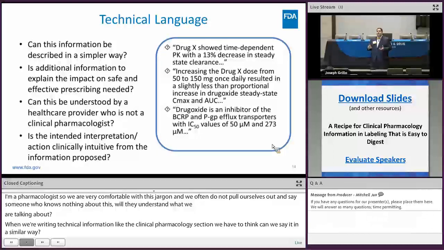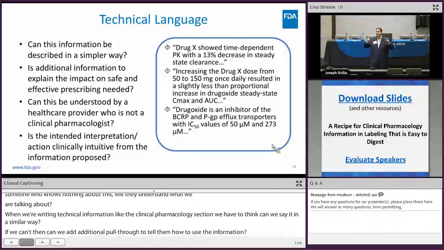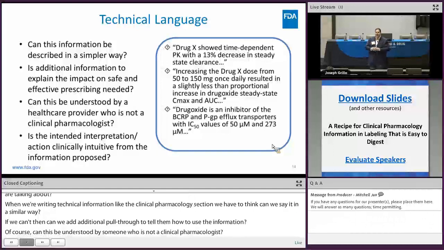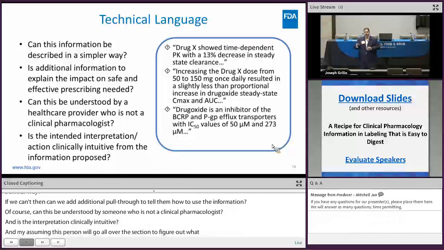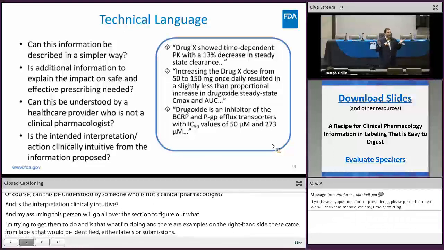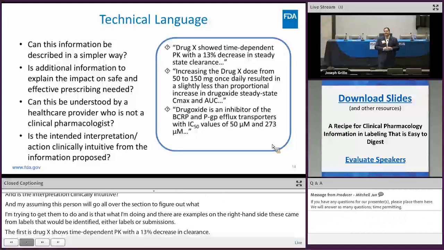And is the interpretation clinically intuitive? So am I assuming that this person is going to go all over this section to have to figure out what I'm trying to get them to do? Is that what I'm doing? And there are some examples on the right-hand side. These came from labels or submissions, and they're de-identified and changed a little bit. So the first is, drug X shows time-dependent PK with a 13% decrease in steady-state clearance. So yes, to me, a regulatory officer who's a clinical pharmacologist who has access to this NDA at my fingertips, I know exactly what they're doing there.